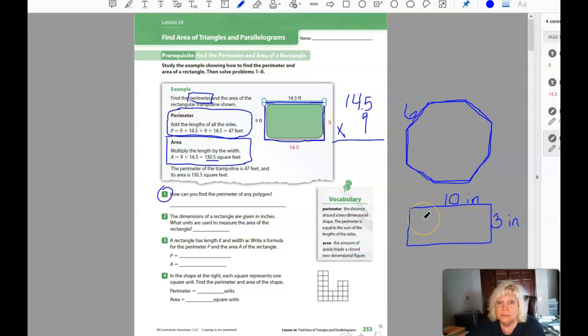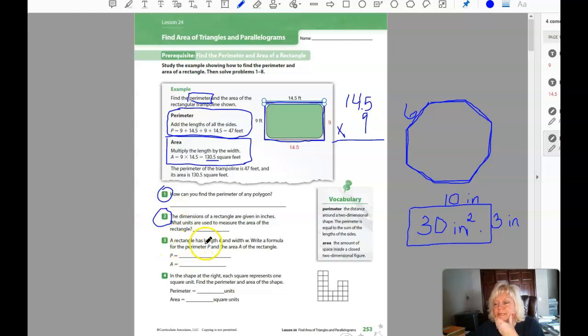And we know that 10 times 3 is 30. So this is going to be 30. And we're going to use inches. But on this one, we're going to use that little 2 that we've been learning about. That little 2, we say 30 inches squared. And that's because I could draw 30 squares in here. So that's why we call it 30 inches squared. So when it says what units are used to measure the area of the rectangle, we would put inches squared. Okay, so you have to do that one.